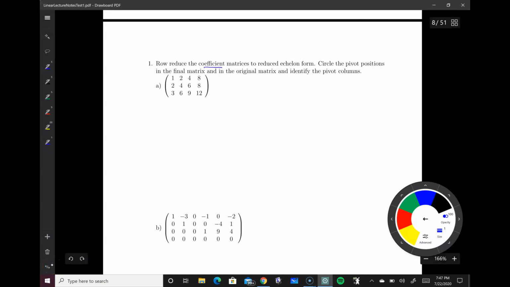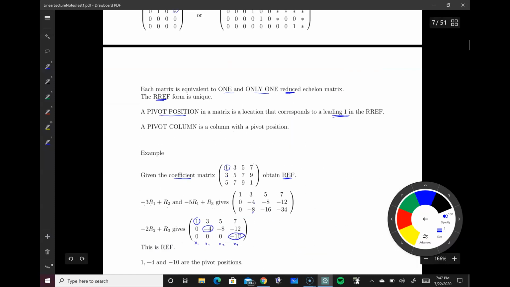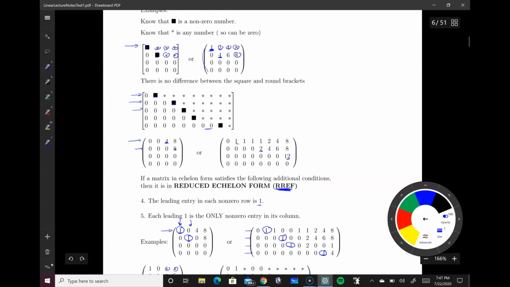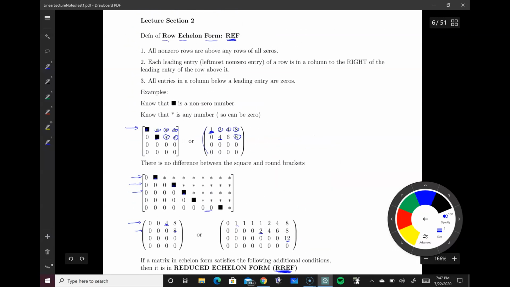All right, so these are coefficient matrices. So they're not systems, they're just the numbers in front of the x's. And I want to get them in reduced echelon form and find their pivot positions. All right, so let's remind ourselves. Reduced echelon form is RREF. Echelon form is just this one, right?